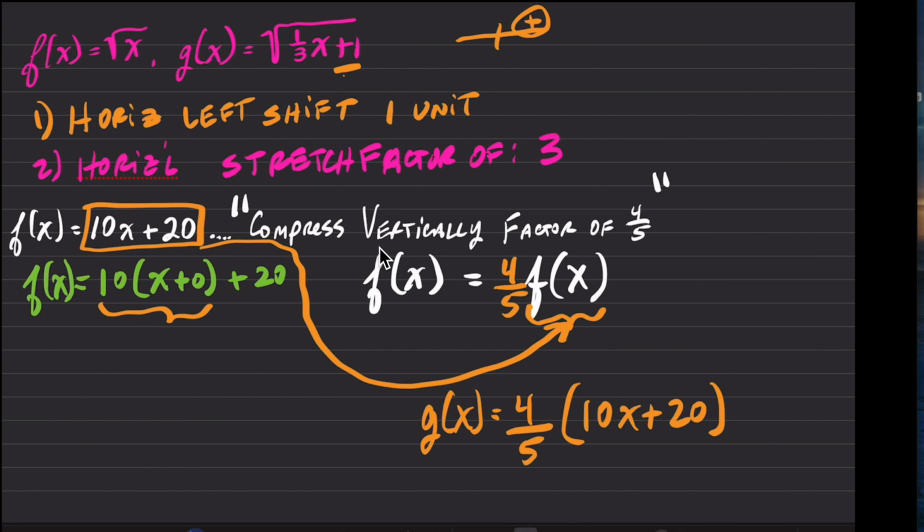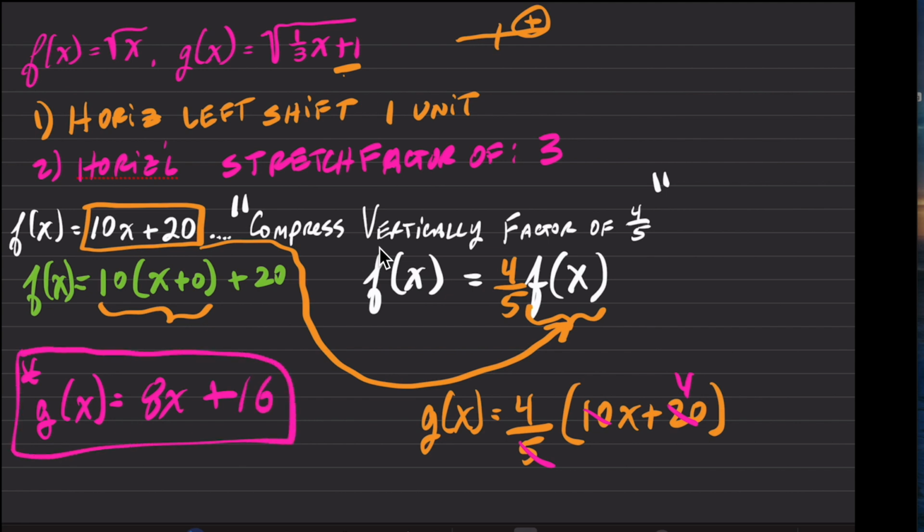Okay, here in pink on the left, we're going to distribute. So this is going to be our final answer over here. G of x is going to equal 4/5 times 10x, which is 8x, and 4/5 times 20 is going to be 16. This is our final answer right there.